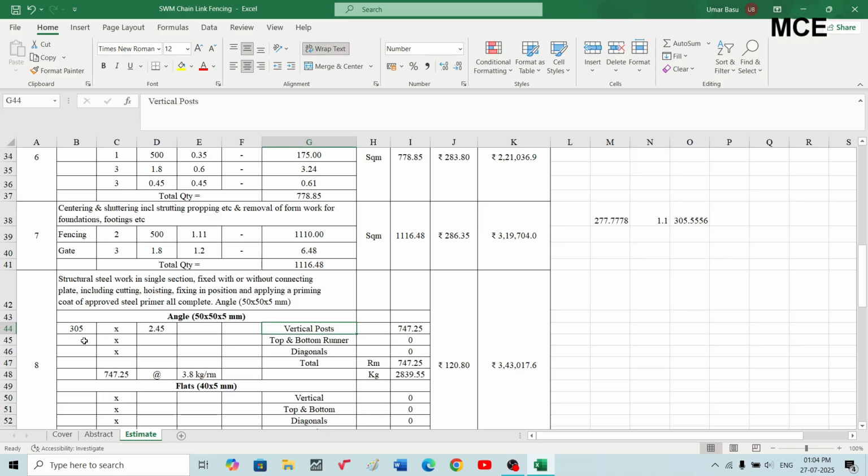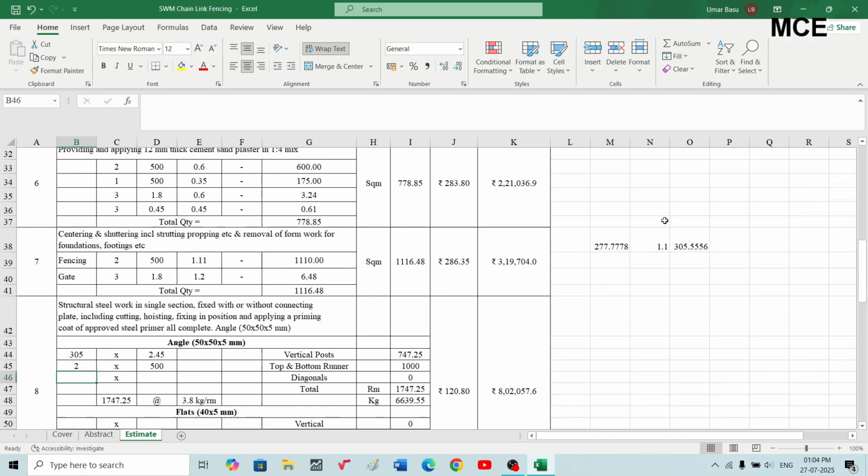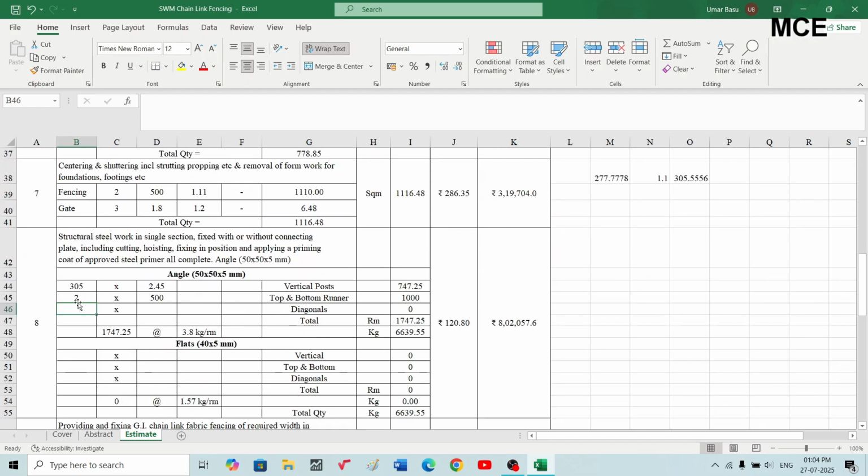Then the top and bottom runner. So top and bottom runner will be simply 2 into 500, because length is 500. It will be covering all the panels. So length is 500, so 2 into 500, which is 1000 running meter. Then the diagonals: if we have 305 vertical posts, diagonal is 2 times. If you provide 2 diagonals, that is in the form of a cross or X shape, you can also take only 1 diagonal, but here I am using 2 diagonals. So total diagonals will be 2 into 305, which is 610.